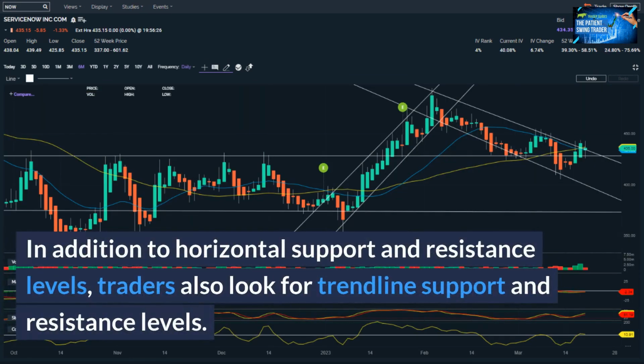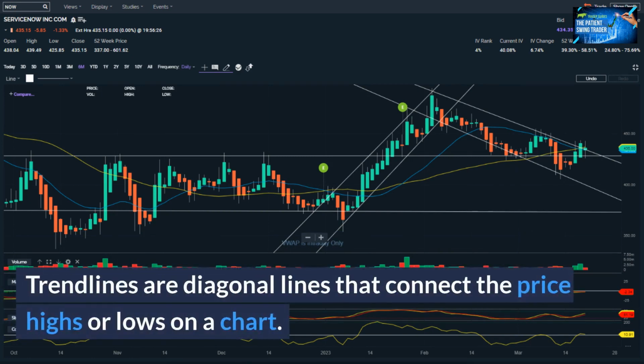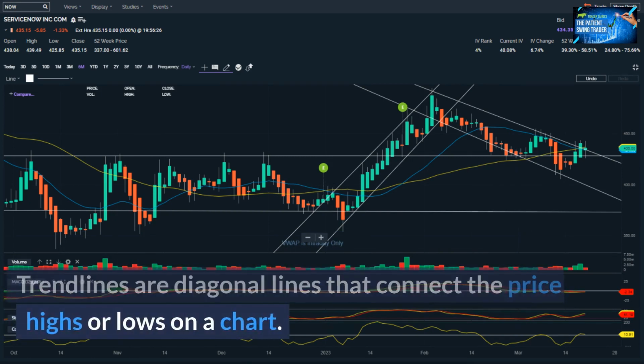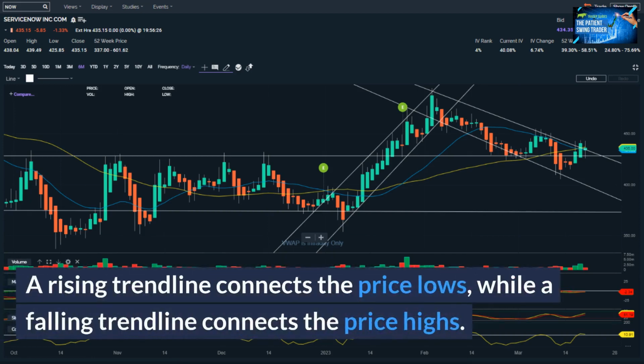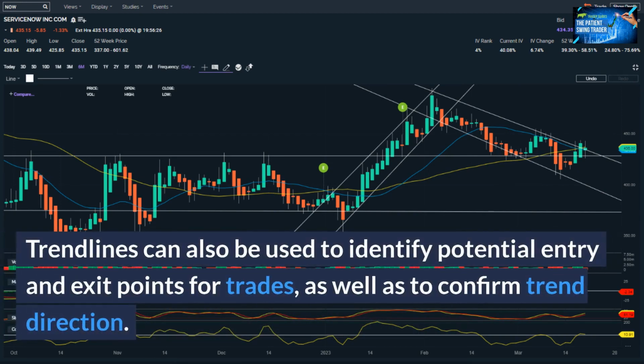In addition to horizontal support and resistance levels, traders also look for trendline support and resistance levels. Trend lines are diagonal lines that connect the price highs or lows on a chart. A rising trend line connects the price lows, while a falling trend line connects the price highs. Trend lines can also be used to identify potential entry and exit points for trades, as well as to confirm trend direction.